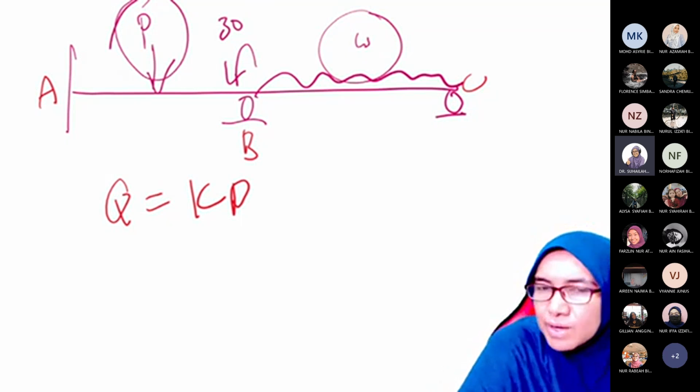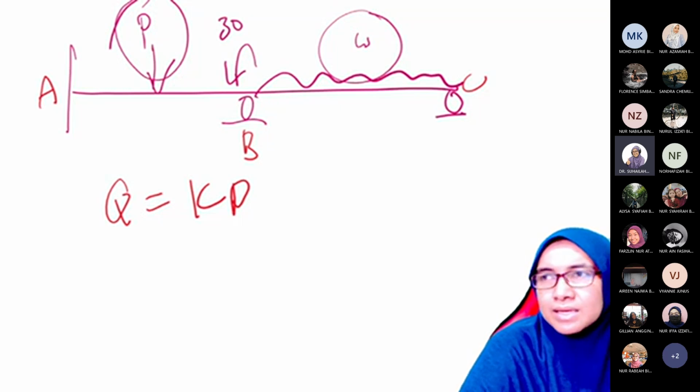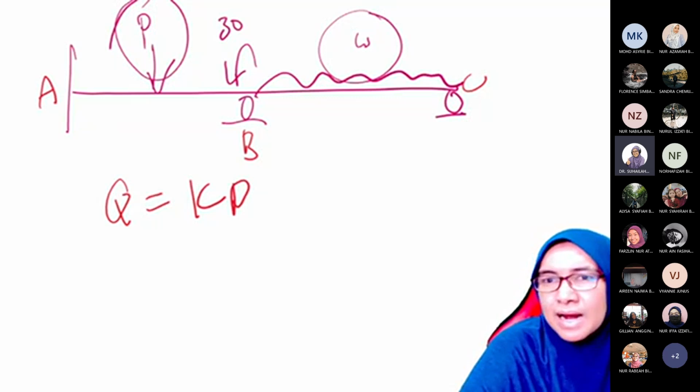And video-video yang saya buat regarding stiffness method, saya tengok memang tak full yang tengok. Ada yang 20 orang tengok, ada yang 30 orang tengok, ada yang 15 orang tengok. Student ada 100 orang. Means ramai lagi yang tak tengok langsung. So kalau truss pun you tak tengok, macam mana you nak analyse beam?